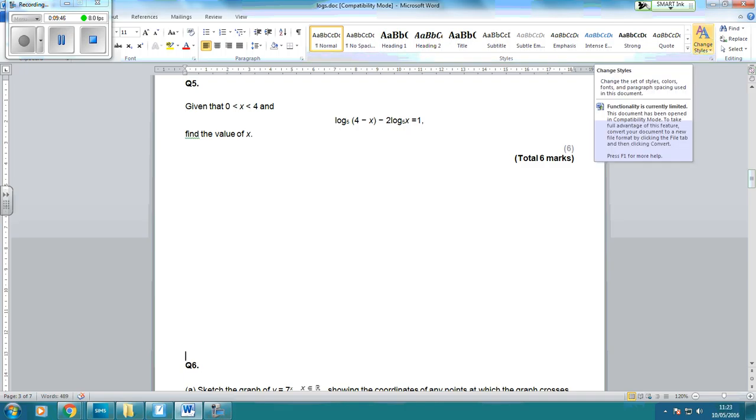Okay, next one. We can't subtract these logs at the moment, again, because it's not a log take away another log. We've got a 2 in front of it. So we've got to deal with that 2 by raising it to the power. So it's going to be log to the base 5 of 4 minus x.